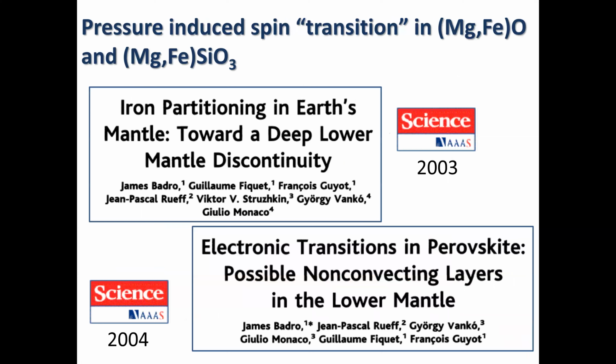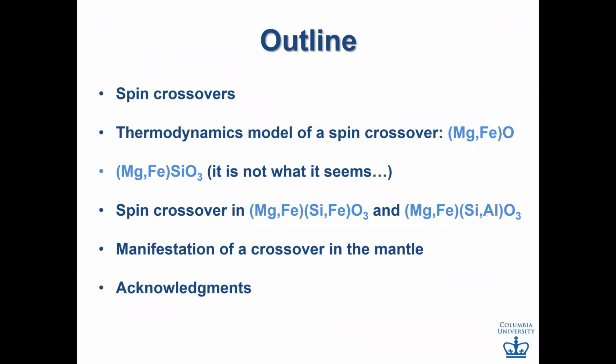In 2003 and 2004 the spin transition in iron in ferropericlase and bridgmanite was discovered. Iron at low pressure has a magnetic moment corresponding to a total spin S equal to 2, and the low spin state has S equal to 0. There is no magnetic moment. And this was discovered using X-ray emission spectroscopy. So this is what I'm going to tell you a little bit about: spin crossovers.